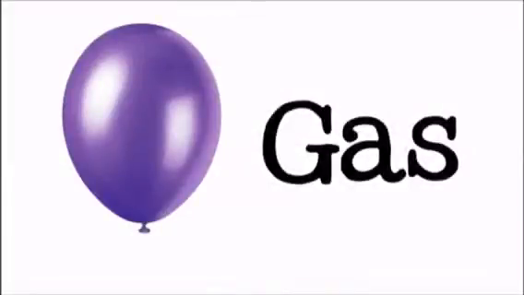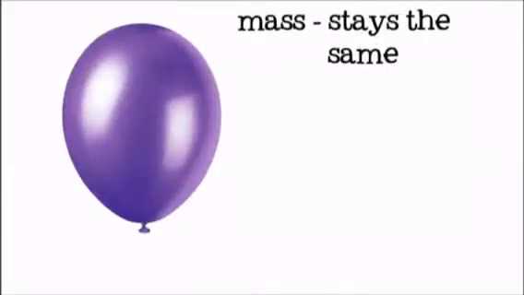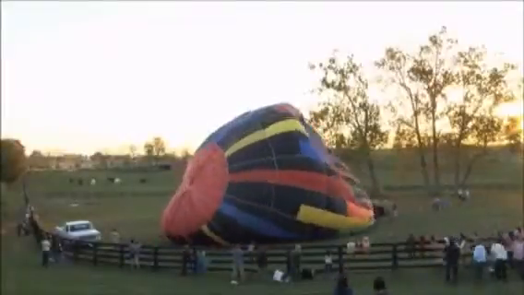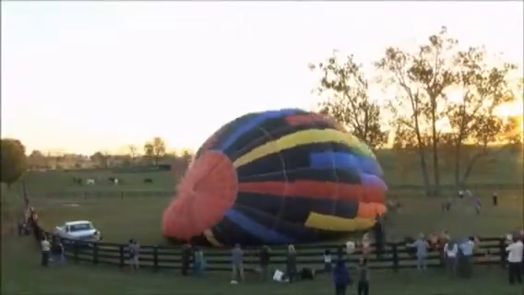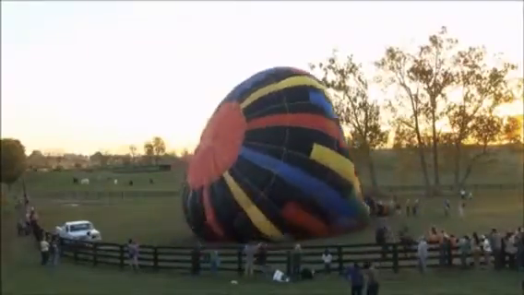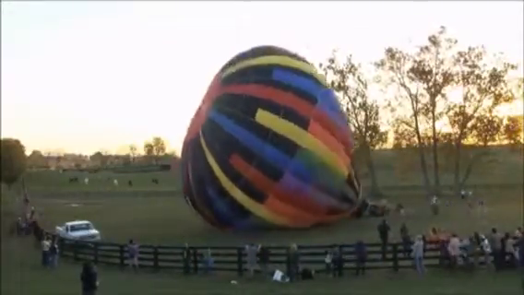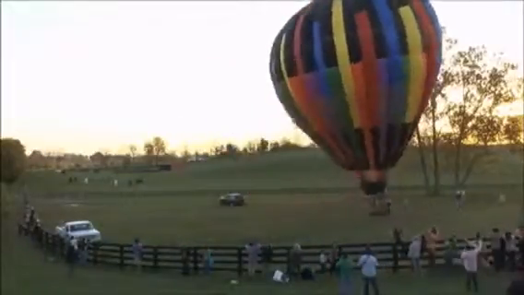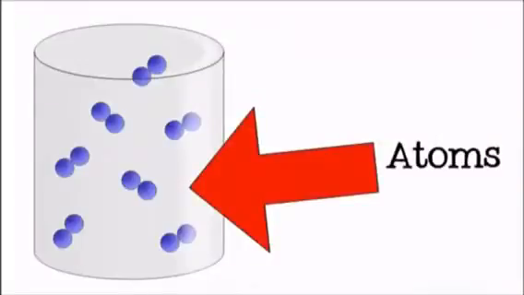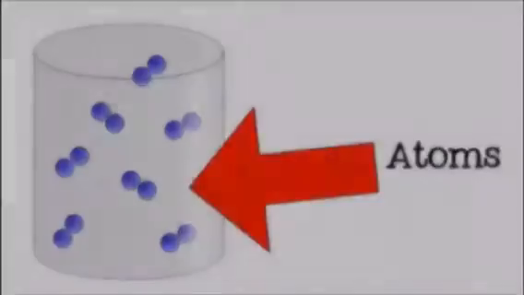The third state of matter is gas. Gases have a definite mass, but they do not have a definite shape or volume. Like liquids, gases take the shape of their containers. Unlike liquids, gases will spread out to completely fill the container they are in. If a gas is not in a container, it will keep spreading out indefinitely. This is because the atoms in a gas are farther apart than atoms in a solid or a liquid, and so they can move freely.